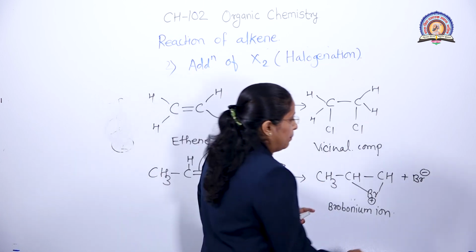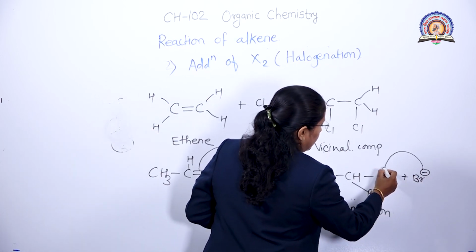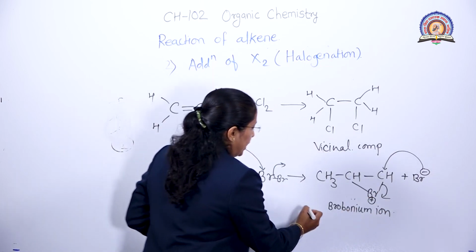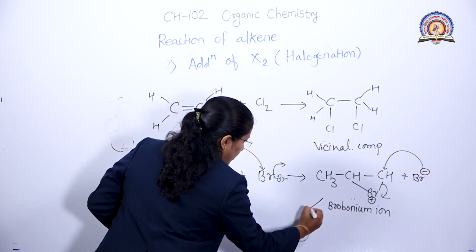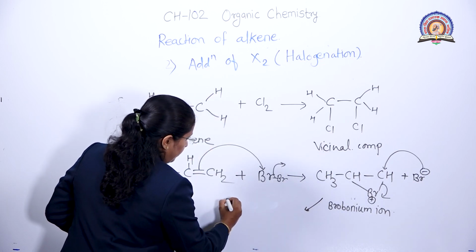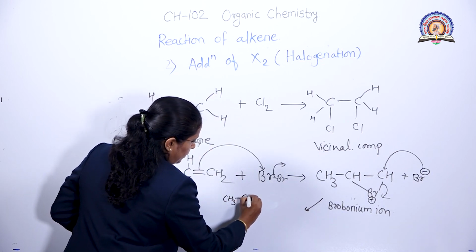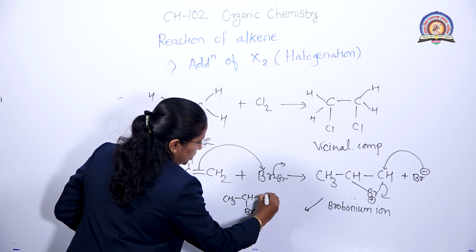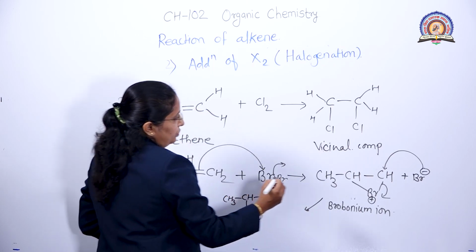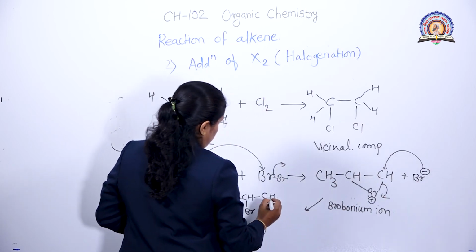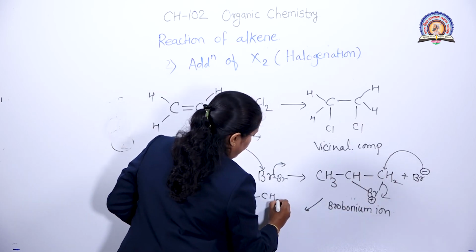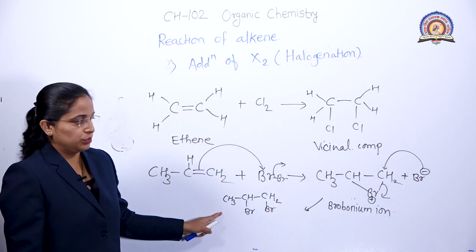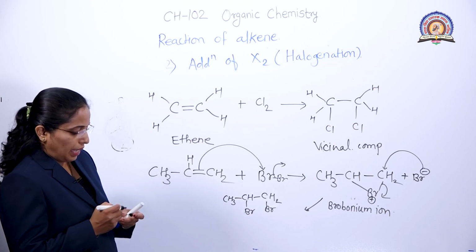That's why this bromine gets transferred to this carbon and this bond gets broken, and we get the compound. We write the compound here. So this bromine is shifted to this side. So we get the dibromo compound. Okay. So this is the mechanism that happens here.